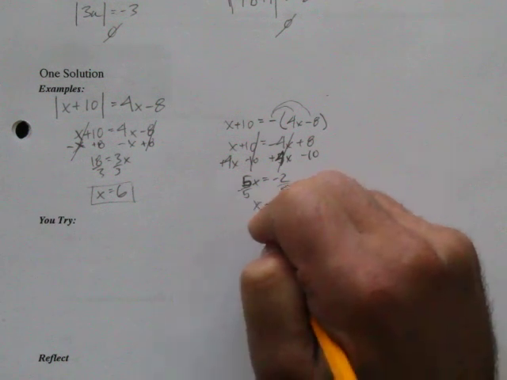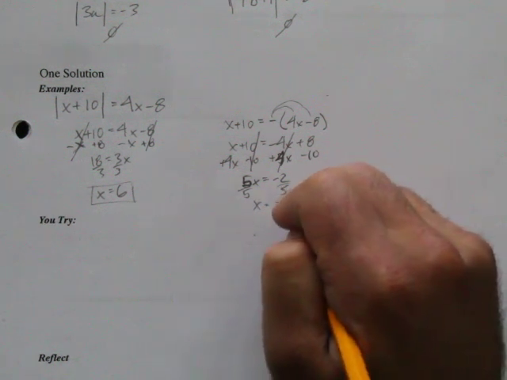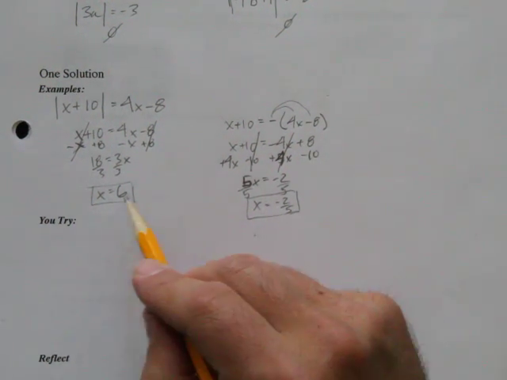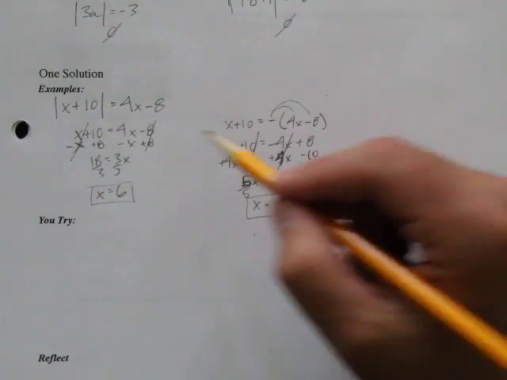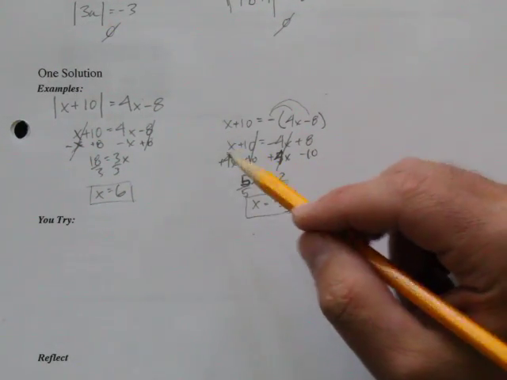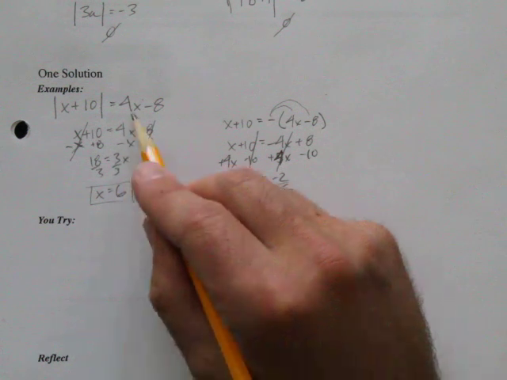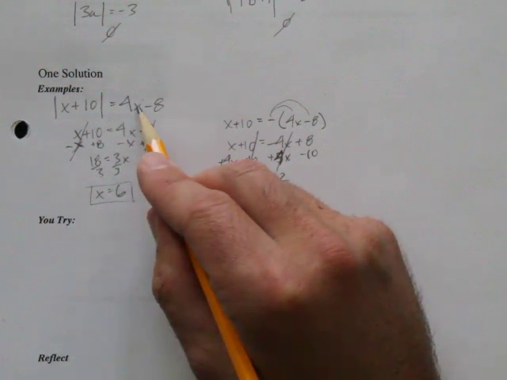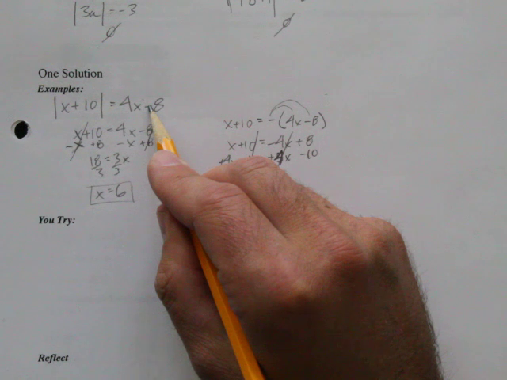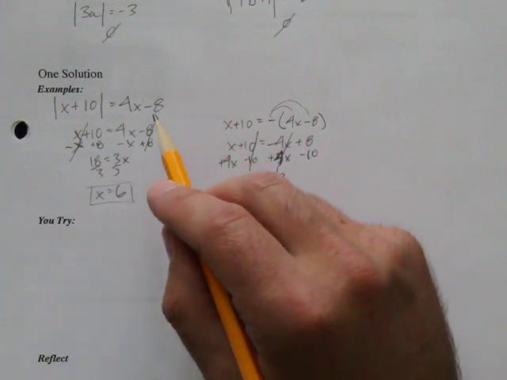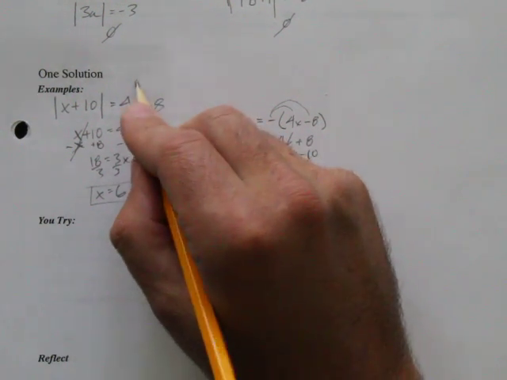And I've got x equals negative 2/5. Okay. Now what we need to do is plug both of these answers back up in here and decide if they are both okay answers. So if I plug 6 in here, 4 times 6 is 24. 24 minus 8 is going to get me 16. So that looks fine. That's 16.